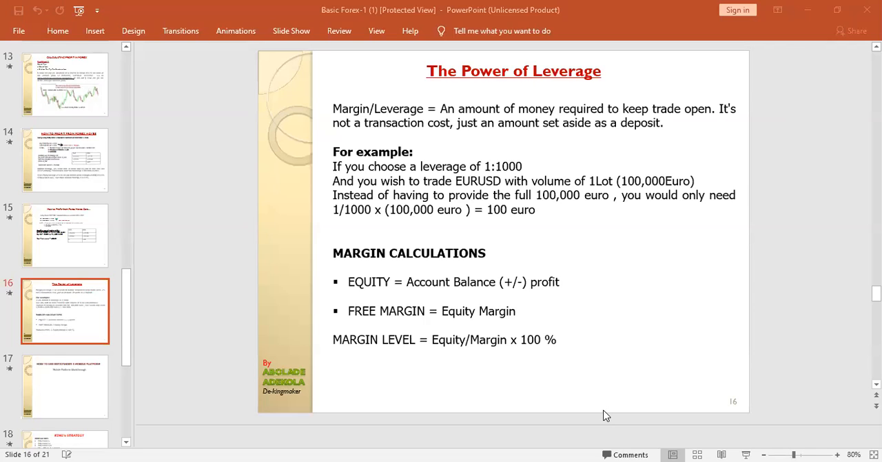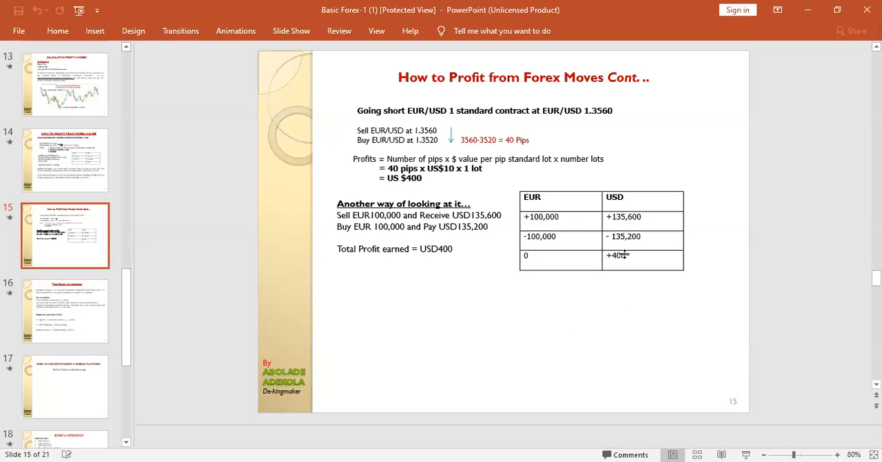Now, we want to talk about the power of leverage. You can see in our previous slide, based on this explanation, we have been able to trade 100,000 worth of currency with a deposit of $1,000. That is the power of leverage. Let me quickly explain something. Let's say you have a leverage of 1 to 1,000.